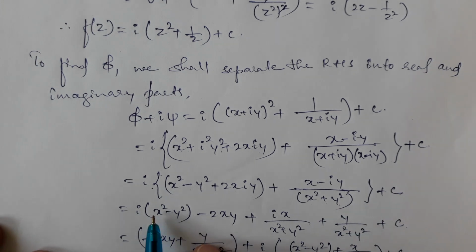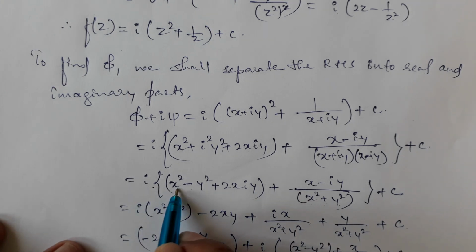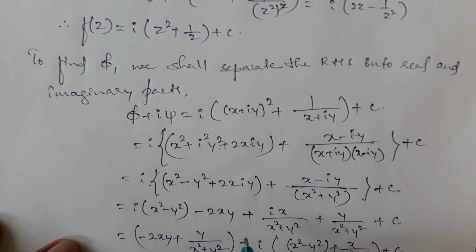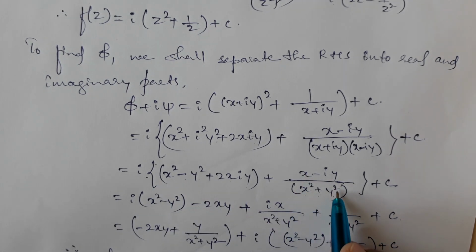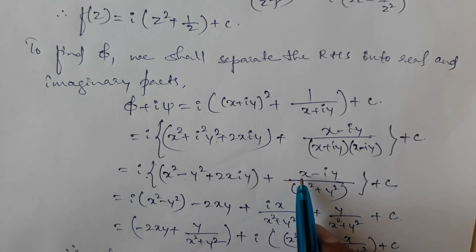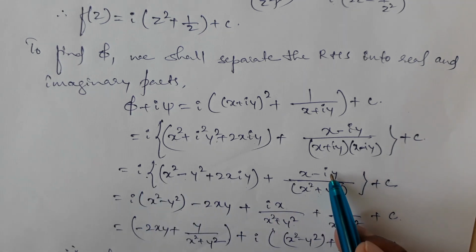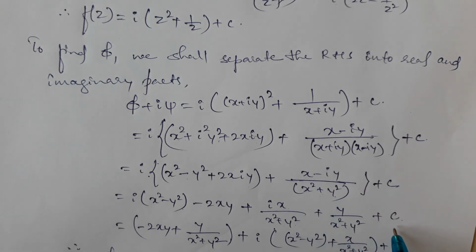Now multiply i to each term. Now i times x square minus y square, then i into i is i square, that is minus 1, therefore it is minus 2xy. Now multiply only this, we can take the division to each number. Now i x divided by x square plus y square, next i square is minus 1, minus of minus plus, therefore y by x square plus y square plus some integration constant.